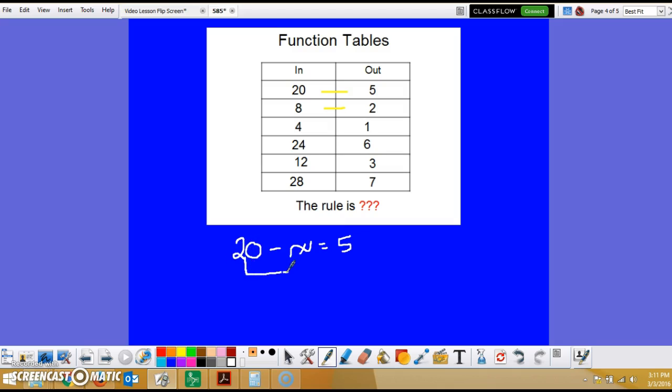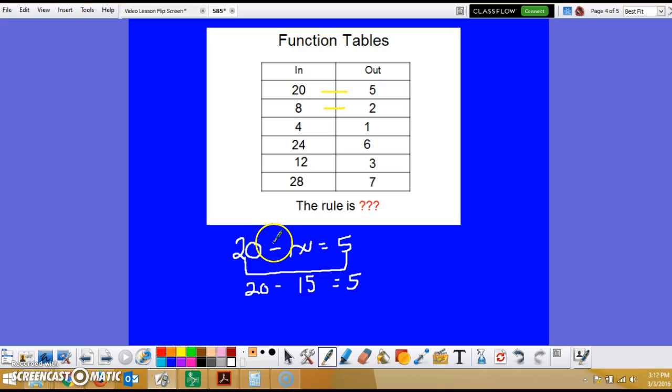I take the information that I know, and I either do the inverse operation, or in this case, because I'm subtracting again and my variable is second, I'm actually going to subtract. I do 20 minus 15, which gets me, 20 minus 5, which gets me 15. And when I plug that 15 in for x, it works. 20 minus 15 equals 5. But is minus 15 going to work for 8 and 2? Absolutely not. So I have to try another operation.